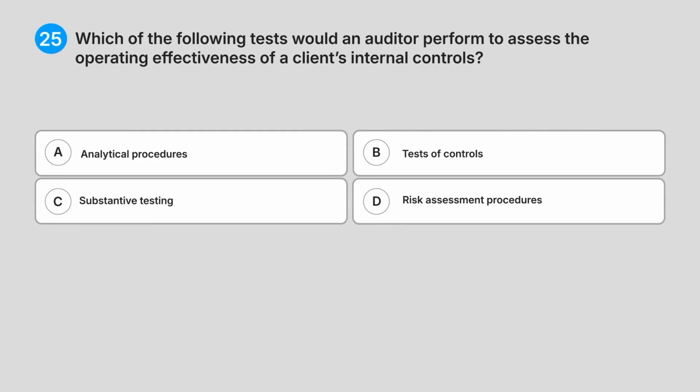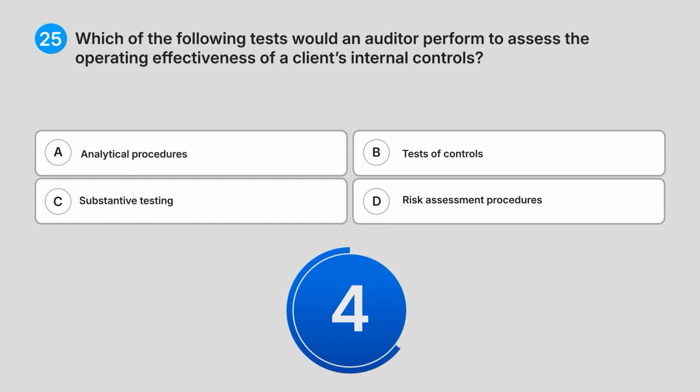25. Which of the following tests would an auditor perform to assess the operating effectiveness of a client's internal controls? A. Analytical procedures. B. Tests of controls. C. Substantive testing. D. Risk assessment procedures. Can you guess the answer?